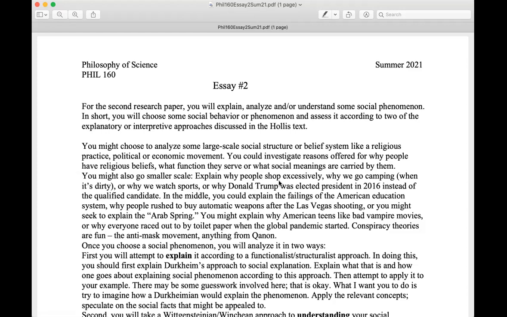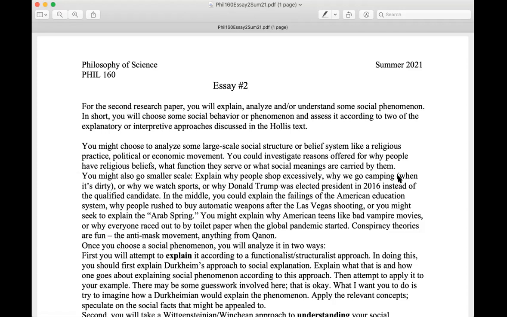You might also go a little smaller scale. Here I put, why do people shop excessively? Now, I suppose during the pandemic, we shopped excessively on Amazon, but when we get back into the human world, certainly, I wonder what next Christmas will look like. Probably Black Friday, I'll have people pummeling one another to get cheap TVs at Walmart again. So anyway, something like Black Friday is a social behavior or social phenomenon that's worth explaining.